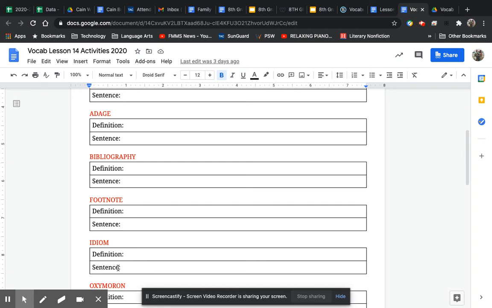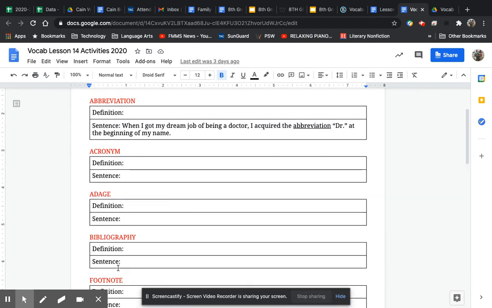Here's where it's going to get tricky. I know I gave you a lot of examples. I would like you to not use every single example that we did in class. Try to go out and find some extra examples because, again, that's really going to help you understand these terms. So for abbreviation, you're still going to have to fill in the definition for abbreviation. But when I got my dream job of being a doctor, I acquired the abbreviation, see how it's underlined, doctor, there it is, DR with a period, at the beginning of my name.